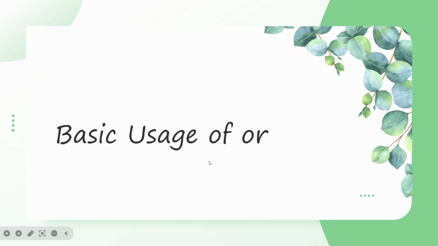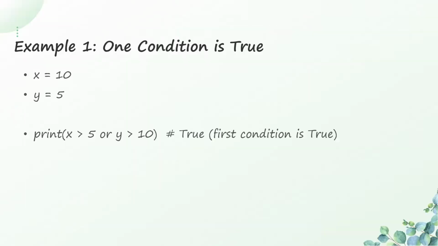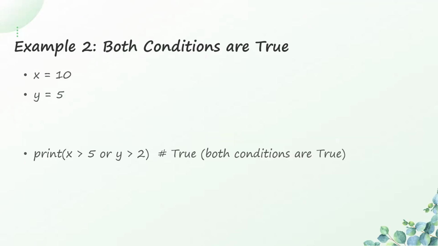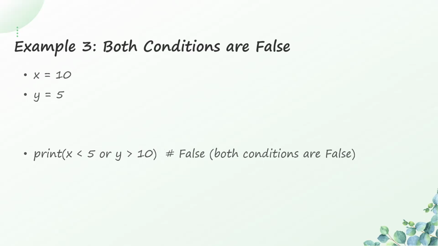So how do you use it? It's just the same way we have been using the AND operator. Check the first condition, check the second condition. If any of them is true, it will return true. If both conditions are true, it will return true. But if both conditions are false, because x is 10, which is not less than 5, which is false, and y is 5, which is not greater than 10, which is false, so both of them are false, so it will return false.